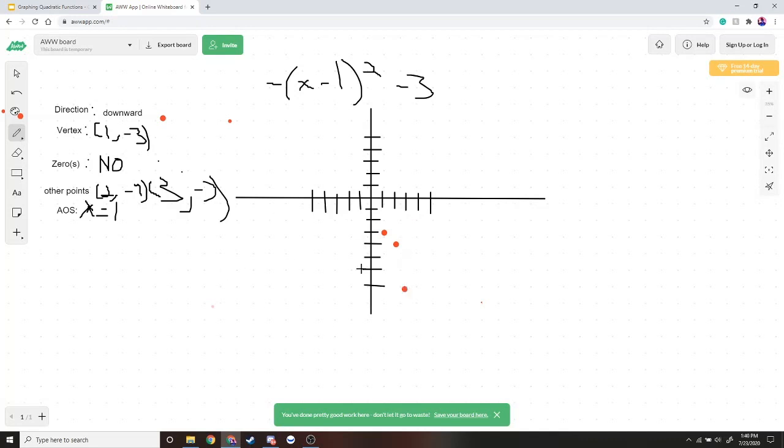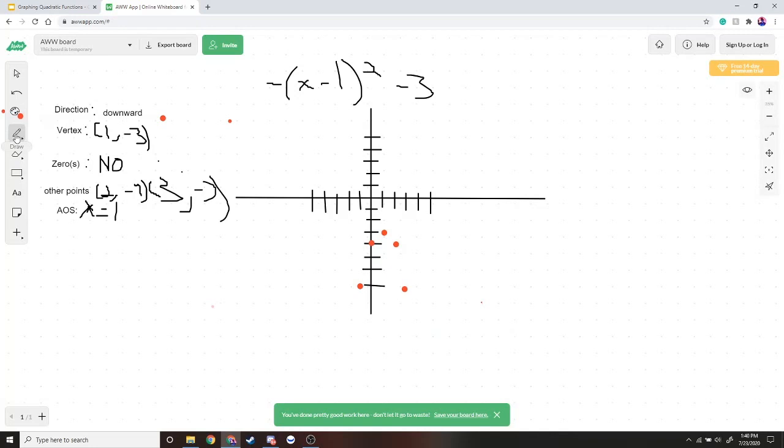Now what we're going to use is the axis of symmetry and just reflect the points. So if this point is 1 away from the axis of symmetry, it's going to be 1 away on the other side. And same thing with this point down here.